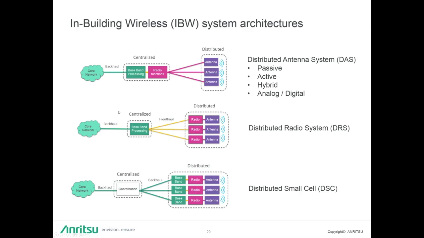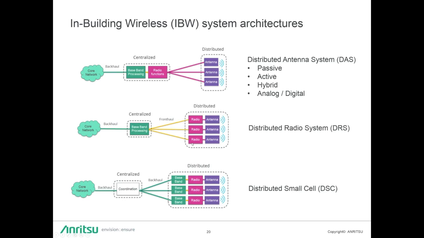And the main differentiator between these is where the network equipment manufacturers' baseband processing and radio functions are. So if it's a distributed antenna system, the radio functions and the baseband processing from the network equipment manufacturer are centralized. And those signals are then distributed to antennas that are within the venue. Now, the method of distribution can be passive RF, it could be active systems, it could be a combination of passive and active, it could be analog, it could be digital, it doesn't matter. As long as the network equipment manufacturers' baseband processing and radio functions are centralized, that by definition is a DAS.